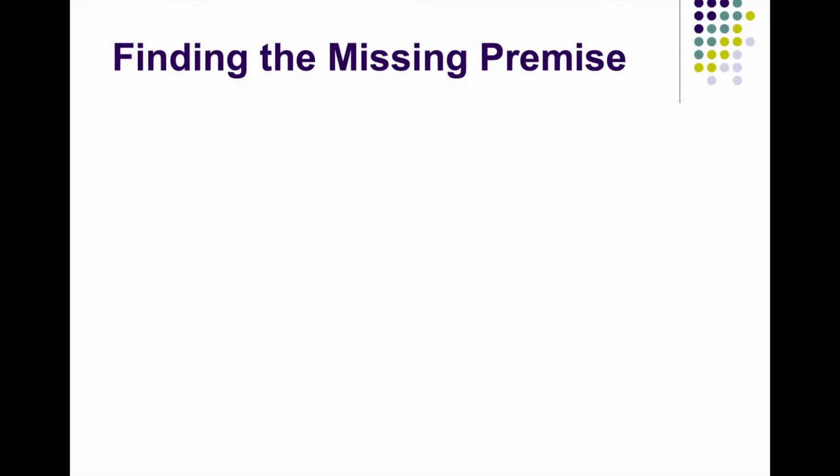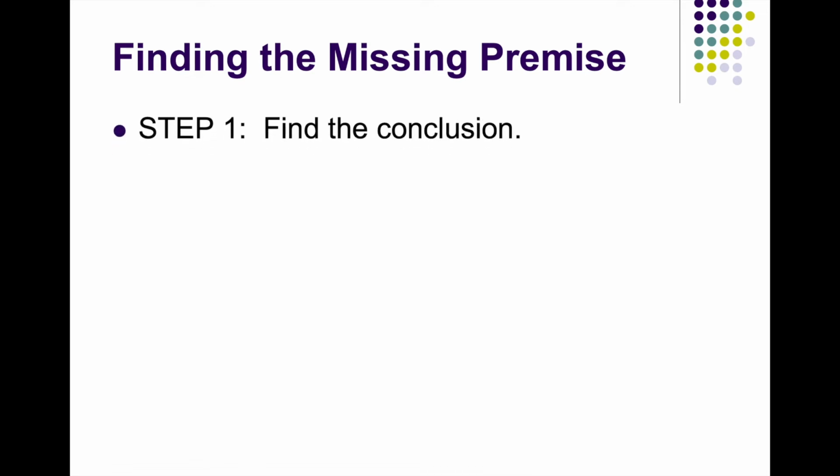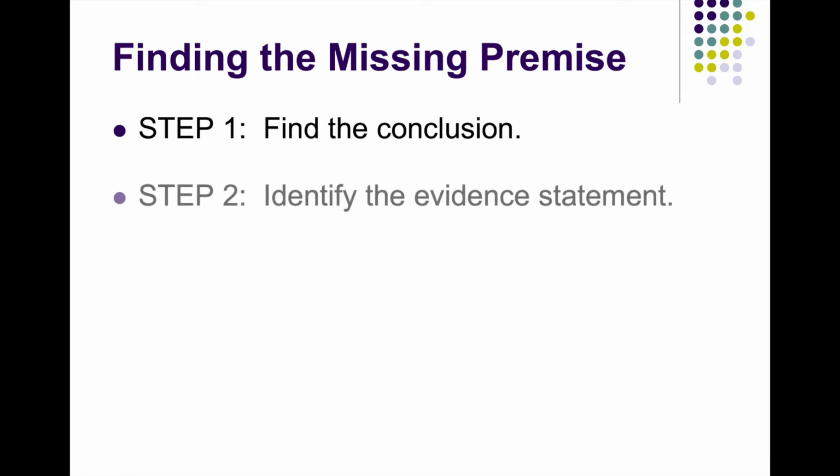So how do we find the missing premise? To do that, we want to go through 8 steps. And the first step is when you read the natural language argument, find the conclusion. Now remember from earlier exercises in the class, one of the things we can do to find the conclusion is to look for those argument indicators which tell us which statement is the claim of the argument. So see if you can find the conclusion of the natural language argument.